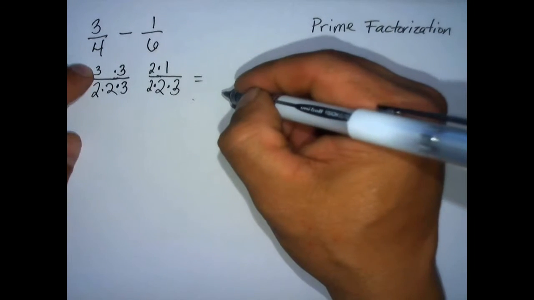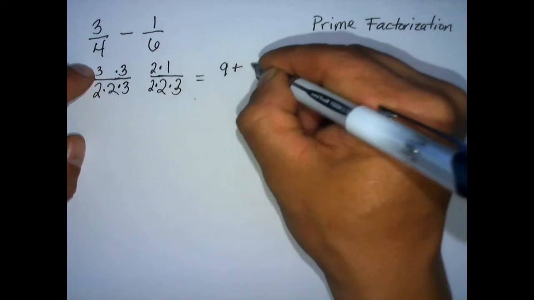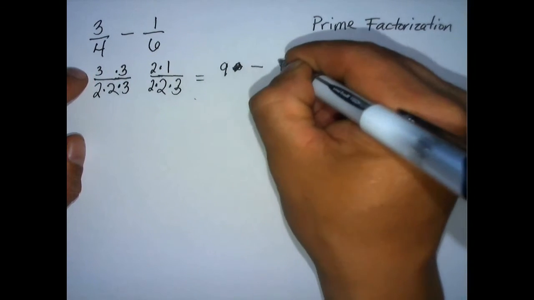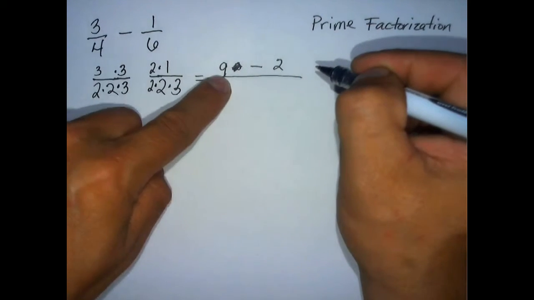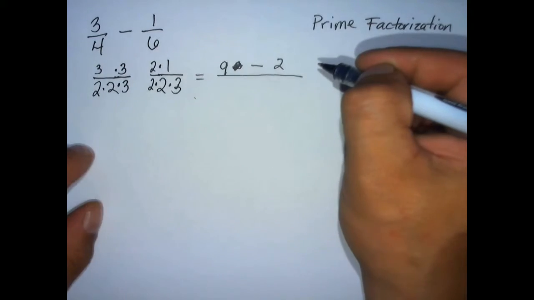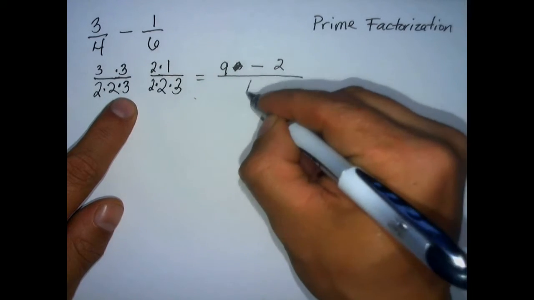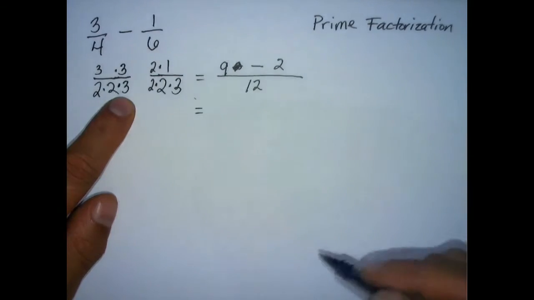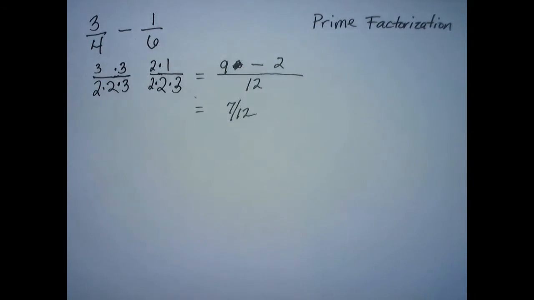Now you can multiply. 3 times 3 is 9. Minus 2 times 1, right? So 3 times 3 is 9, and 2 times 1 is 2. And the bottom is 2 times 2 times 3, which is 12. Now we subtract: 7 twelfths. We'll do a lot of these examples.